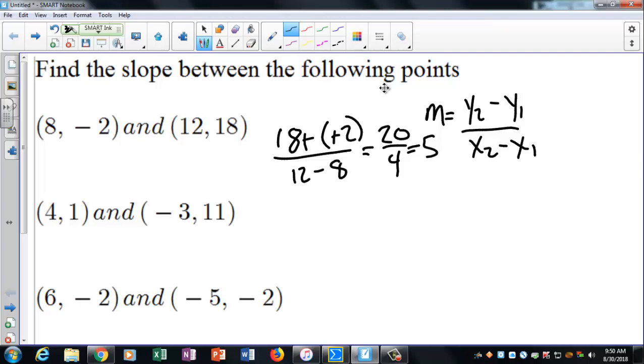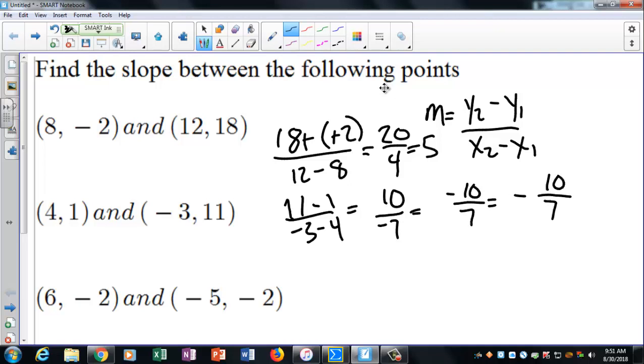Is it 1? What, for the first, second one? No, I don't think it's 1. What'd you get, Benjamin? 10 over negative 7. Yeah. Oh, now it's that. Now he's like, oh, yeah, it's that. So what we got? We got 11 minus 1 over negative 3 minus 4, which is 10 over negative 7, which is negative 10 over 7. You can leave it as 10 over negative 7, negative 10 over 7, or negative 10 over 7.